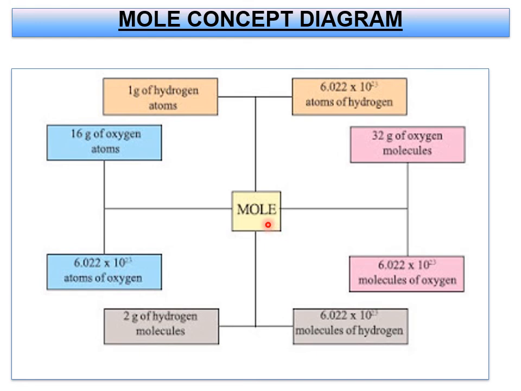So 1 mole is 1 gram of hydrogen atom. We can write it like this also: 1 mole is Avogadro number of atoms of hydrogen. 1 mole is equal to 32 g of oxygen molecule, or 1 mole is equal to 6.022 into 10 power 23 molecules of oxygen. Similarly, 1 mole I can write as 2 g of hydrogen molecule, or Avogadro number of molecules of hydrogen. Similarly, 1 mole is equal to 16 g of oxygen atom, or 6.022 into 10 power 23 atoms of oxygen. I hope you have understood up to here.